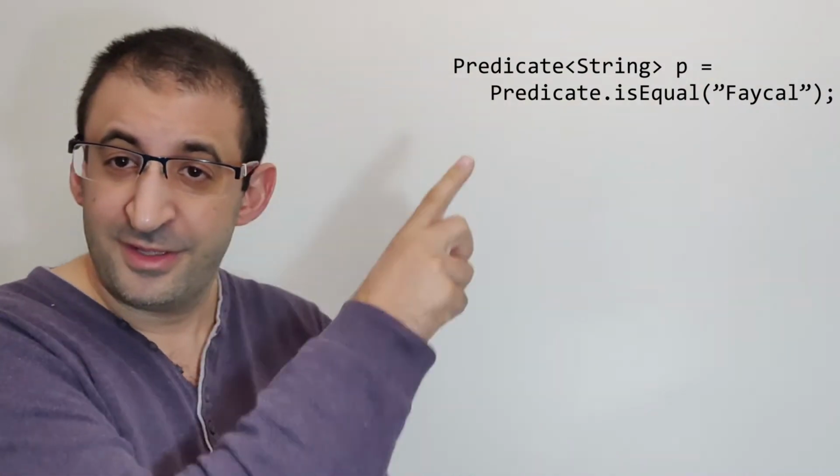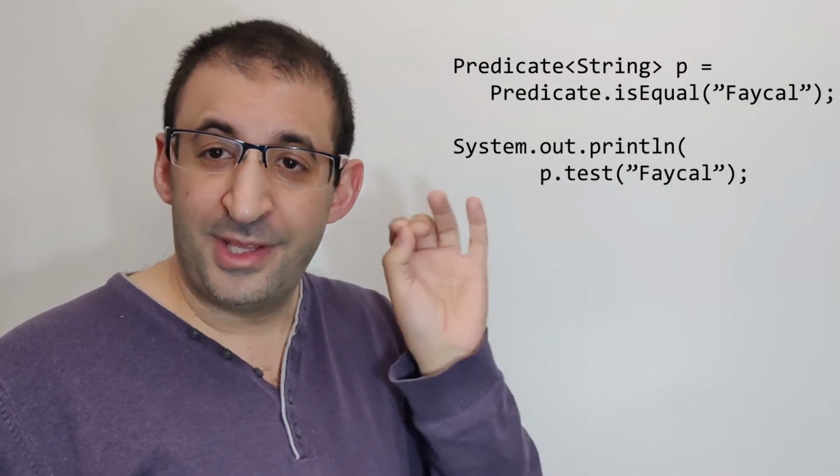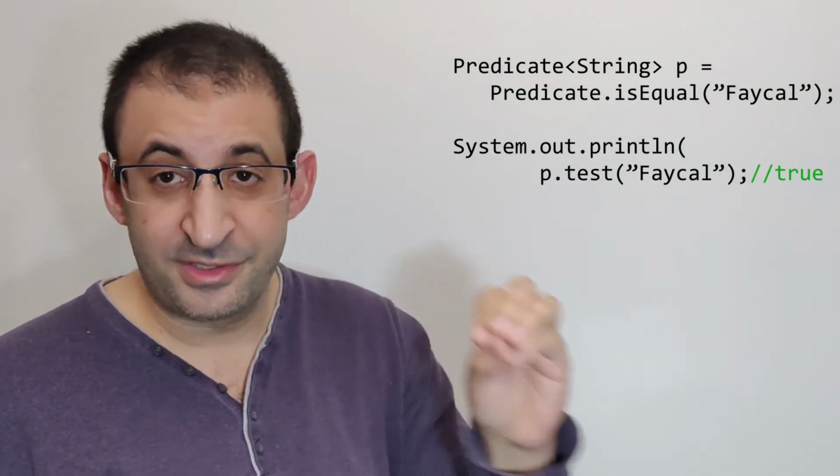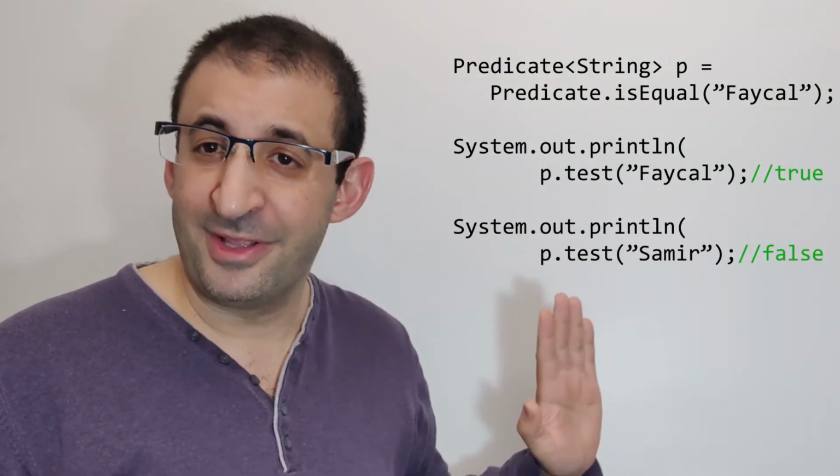Here, what I want to do is check for the future. In the future, if I create string objects, I want to check if one of them or some of them are equal to Faisal. I will call this predicate. How? System.out.println p.test Faisal. For example, here I will get true. If I write p.test Samir, I will get false. So simple like this.